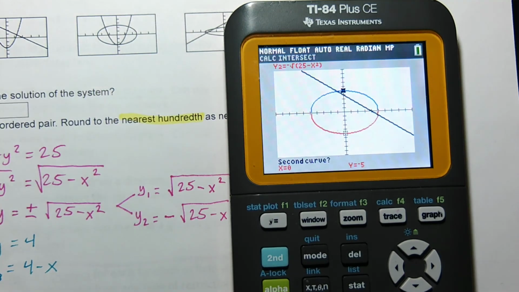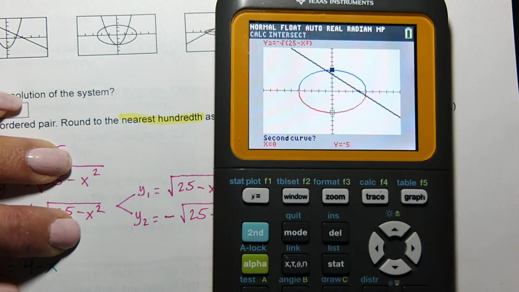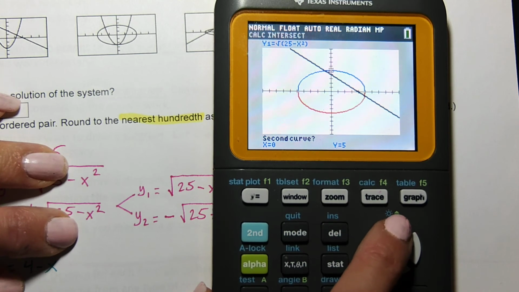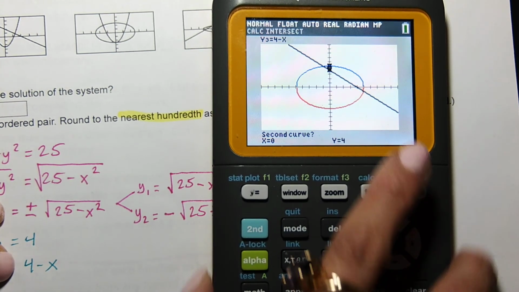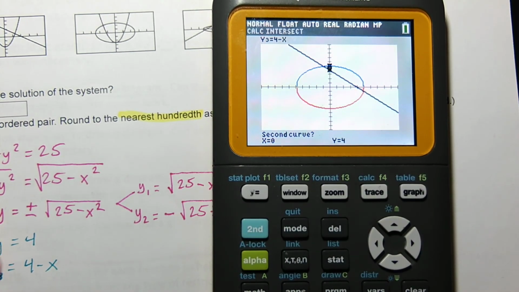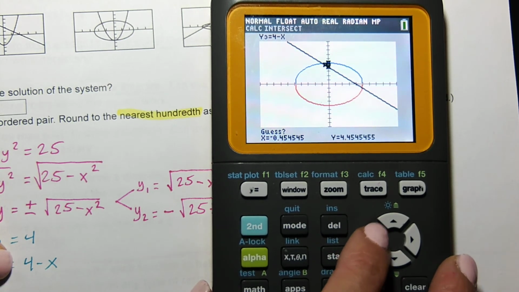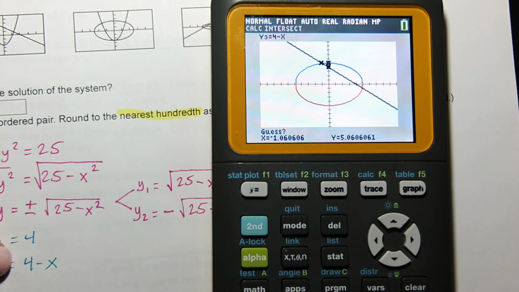It's asking me if I want the red curve as the second one. Do I want that one? No. So how you jump curves is using the up and down buttons. So I'm going to press up. Oh, that takes me to blue. I press up again, and now I'm on the black line. I'm going to press enter to select that as my second curve. I'm going to go up near that intersection point and press enter.